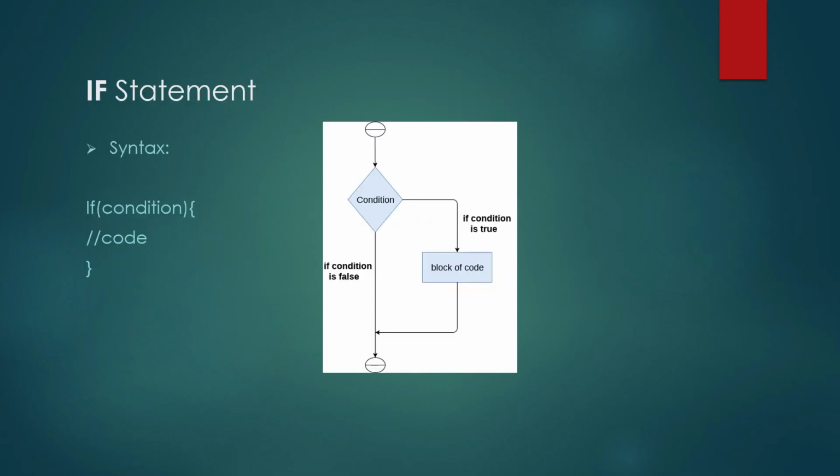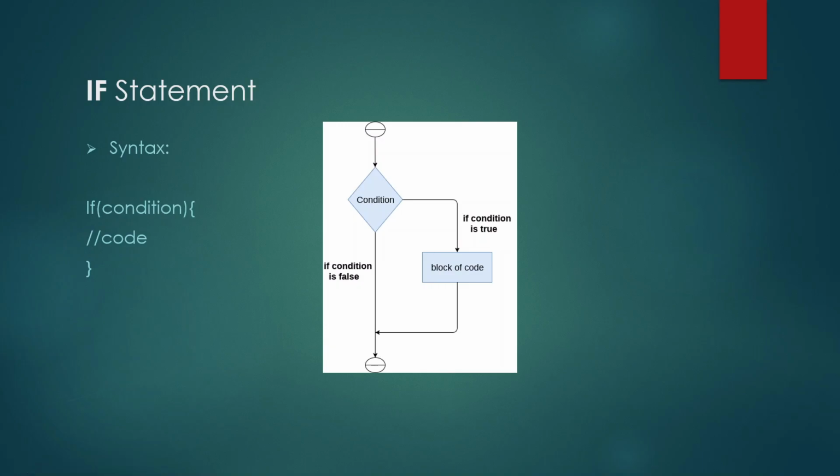Okay. So the first one is the if statement. It is executed if the condition is true. Now its flow chart is like this. It starts, then this is the if condition. If the condition is true, then the block of code will be executed. And if the condition is false, it will come to the end. Now we will learn with an example.